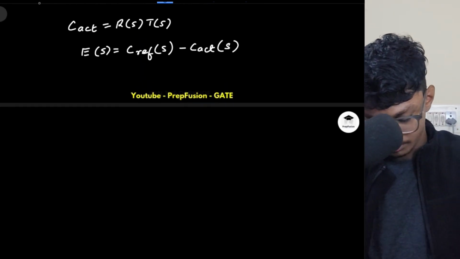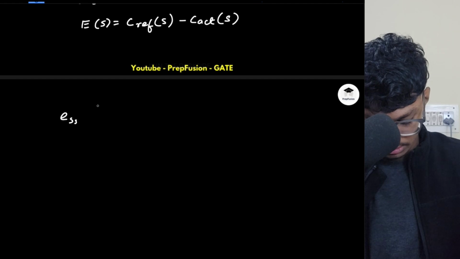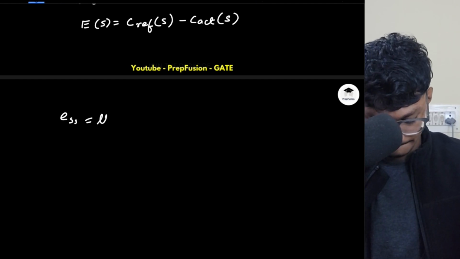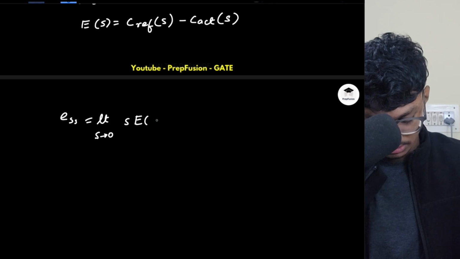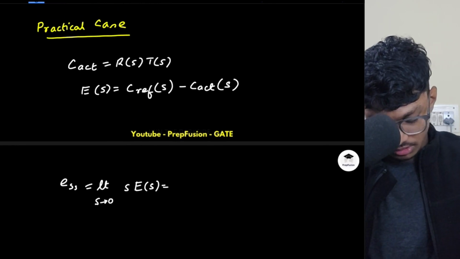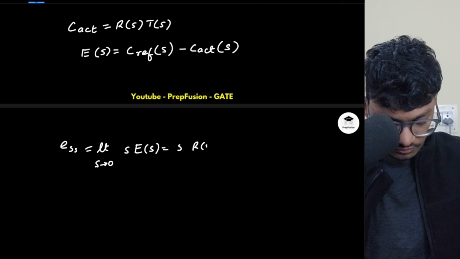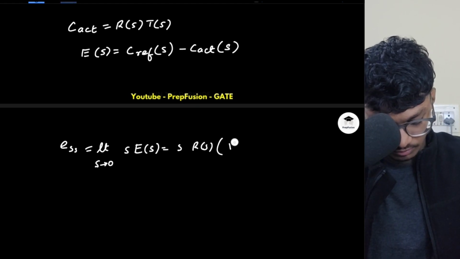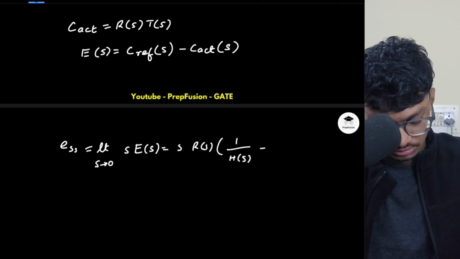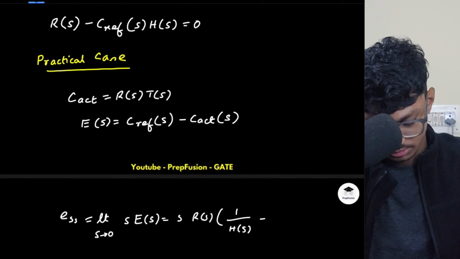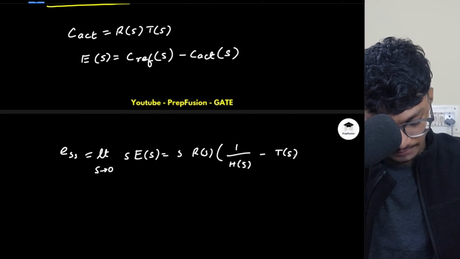I can directly write my E_ss as, steady state error will be limit s tending to 0 of s E of s, which is equal to this value, which is equal to s R of s by 1 by H of s minus C reference of s. Okay, that is T of s.